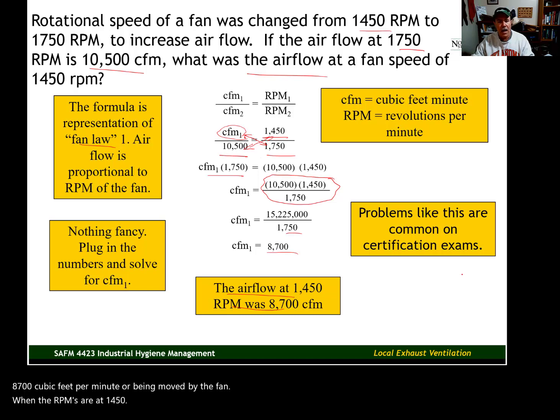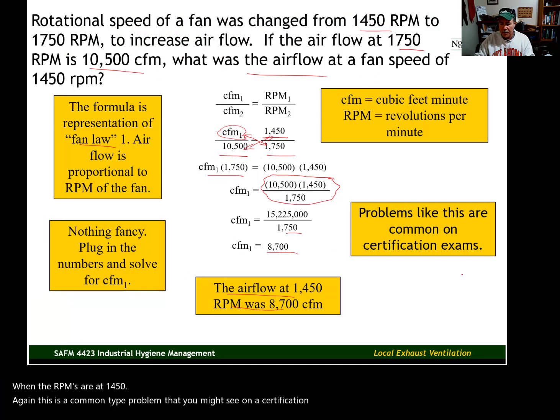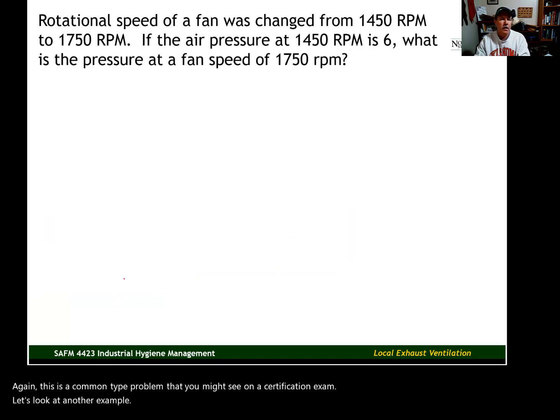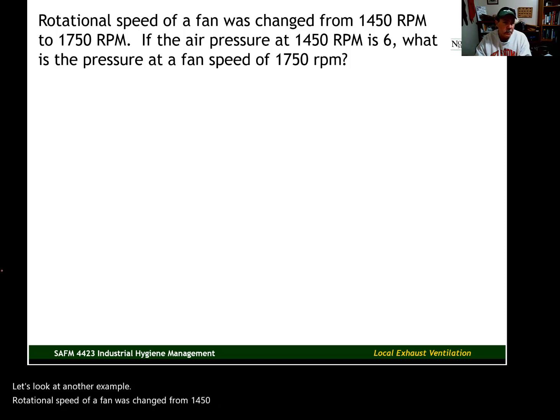Again, this is a common type of problem that you might see on a certification exam. Let's look at another example. Rotational speed of a fan was changed from 1,450 to 1,750 RPM. If the air pressure at 1,450 RPM is 6, what is the pressure at a fan speed of 1,750 RPMs?